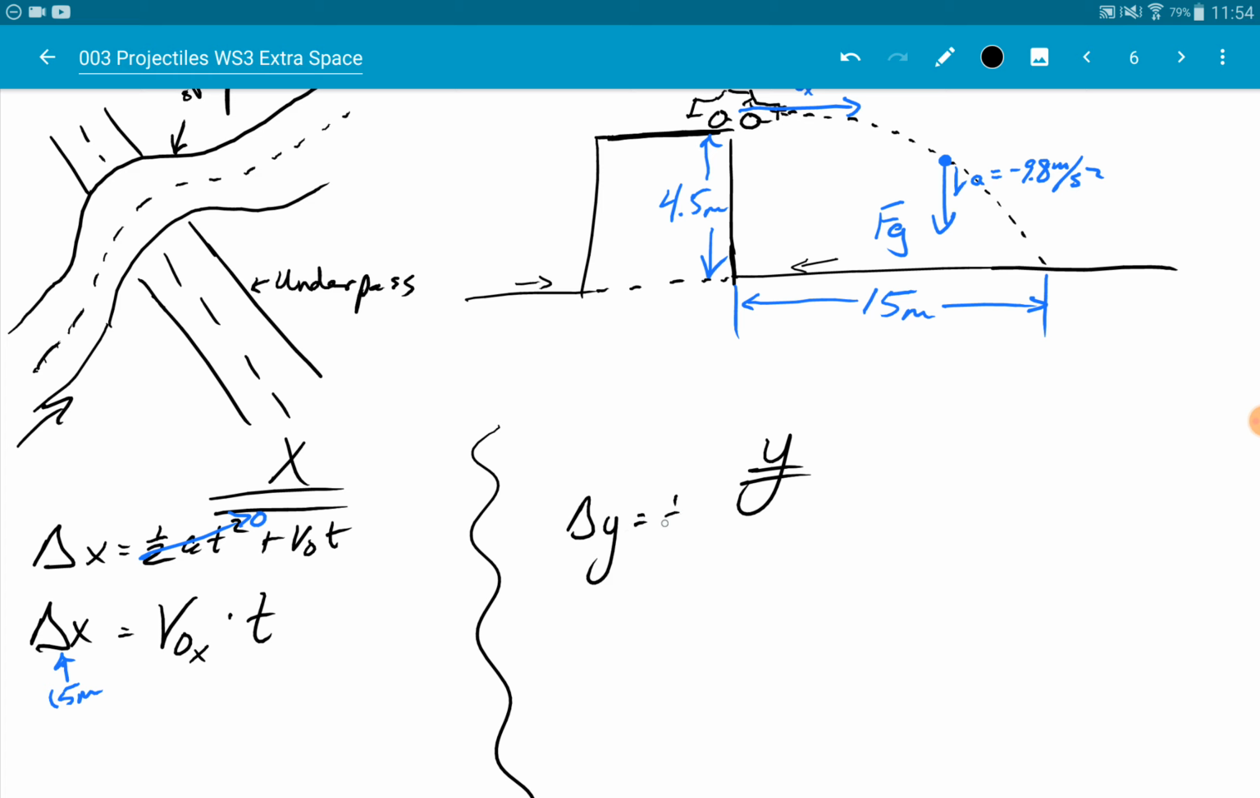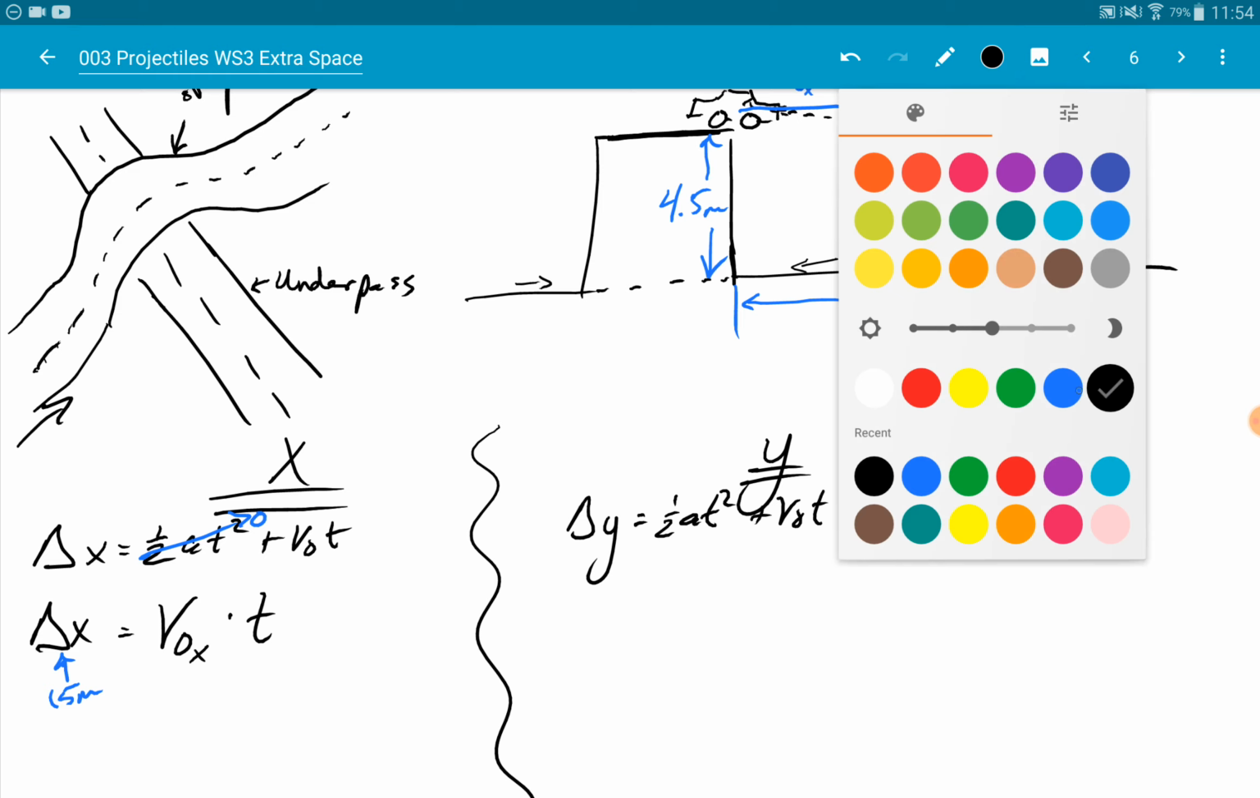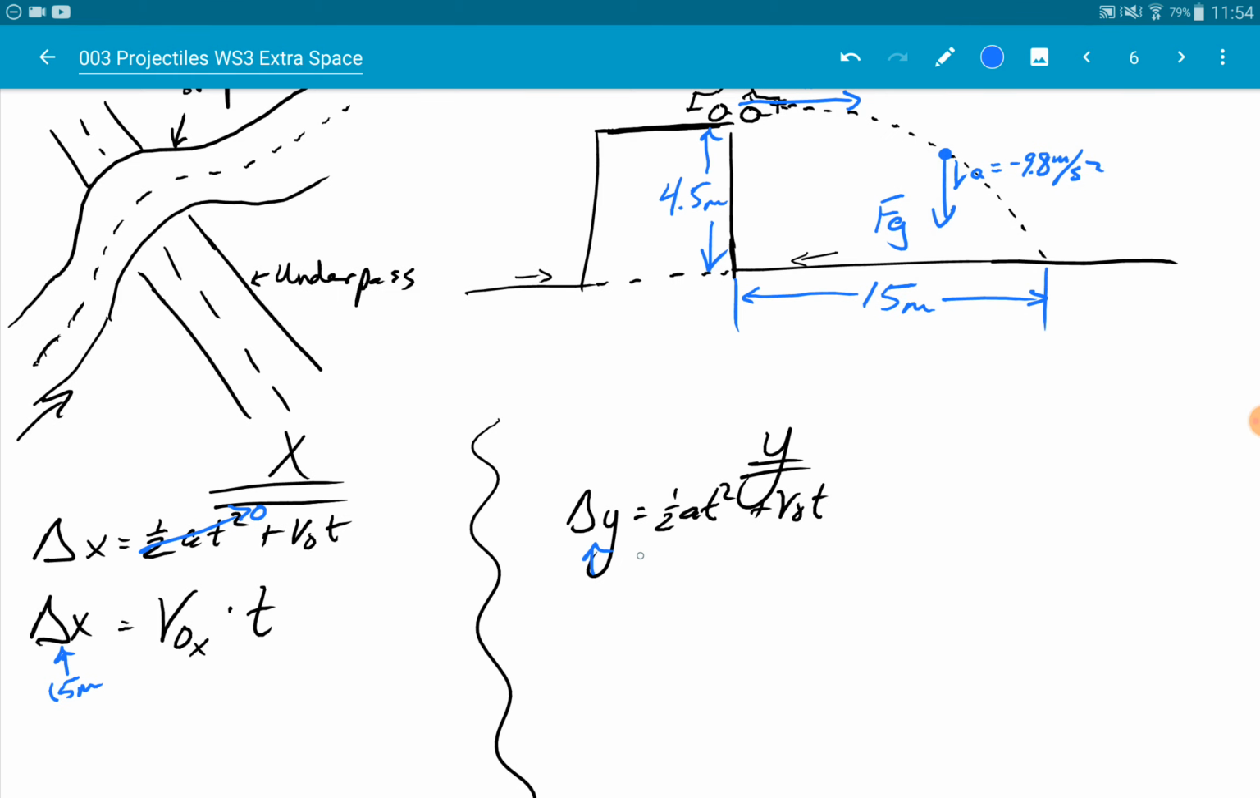My delta y is 1/2 at squared plus v naught t as well. And let's see what we know here. Do I know delta y? Well, yeah, I know it starts 4.5 meters high, and it ends at 0, end minus start, right? And so now I have negative 4.5 for my delta y. Cool. I know the acceleration. That's gravity causing it to come down at 9.8. I don't know the time. And wait, do I know the original velocity? Isn't that what I'm trying to solve for?